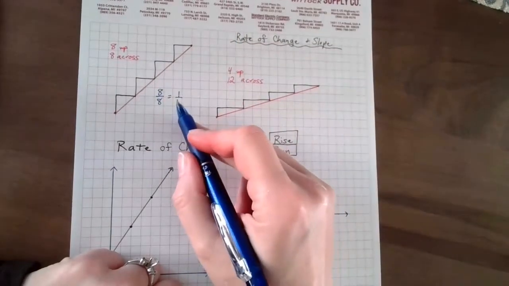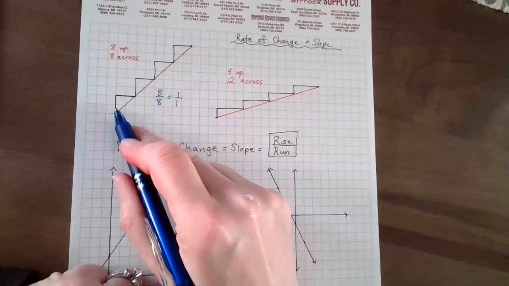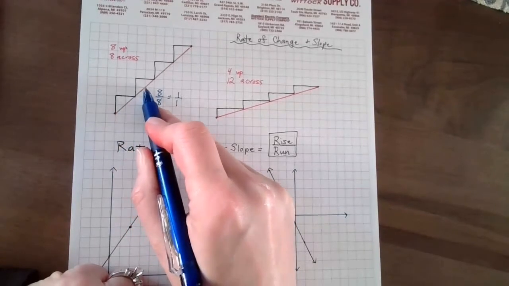Okay, well, you know what? 1 over 1, if you look carefully, you can also see that pattern here. Go up 1 block, over 1. Look, I'm on the line. Up 1 over 1, on the line. Up 1 over 1, on the line.